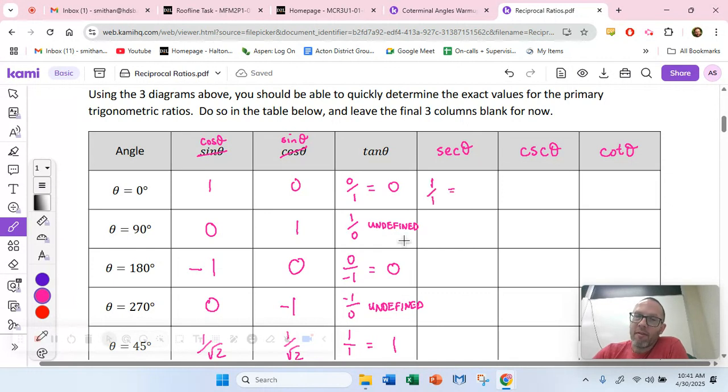The secant of 0 degrees is equal to 1. We're just flipping 1. What happens when you flip 0, though? If you think of 0 as 0 over 1, what happens when you flip that? What happens when you do 1 over 0? Well, we already know how to handle that. 1 over 0, we say, is undefined. The cosecant of 0 is undefined.